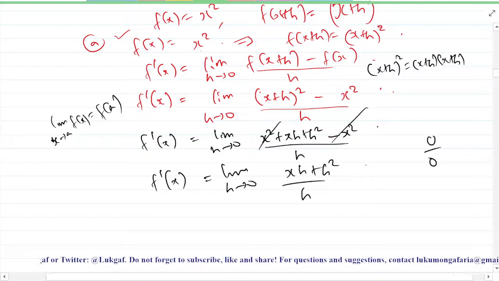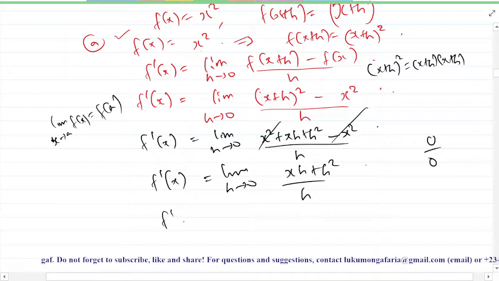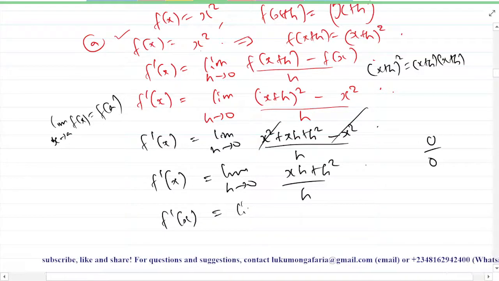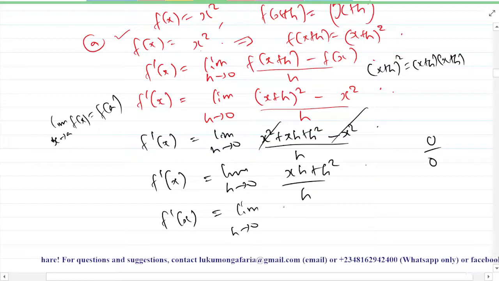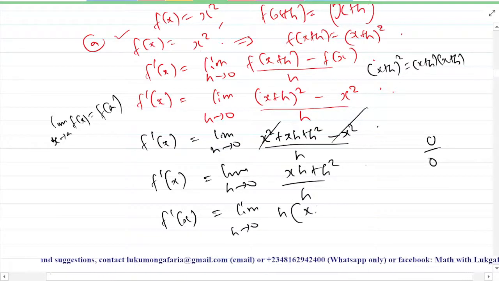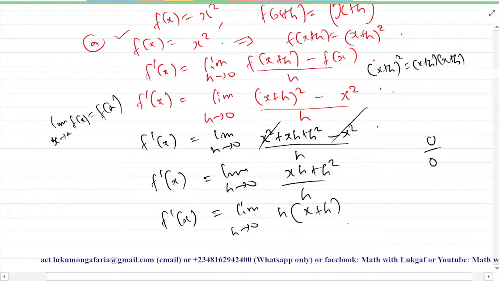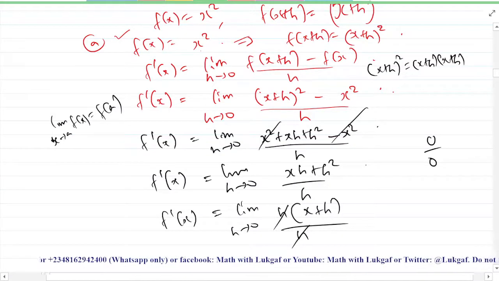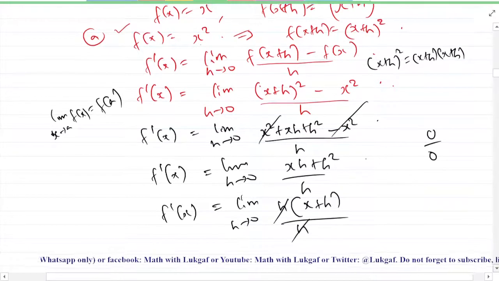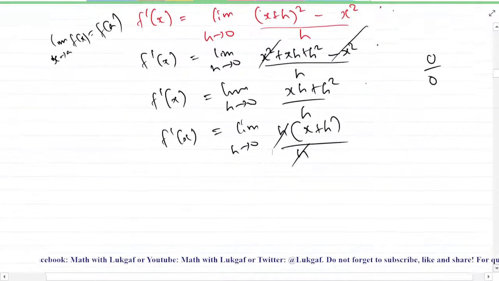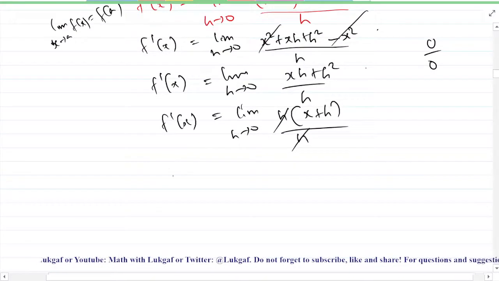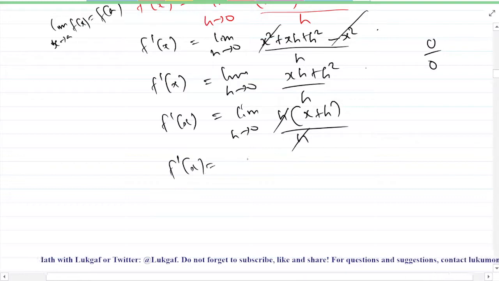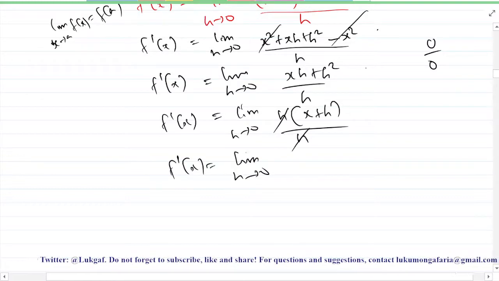Since h is common in the numerator, you can factor it out. So then I'm going to have limit as h tends to 0, you bring this out, then I'm going to have s plus h divided by h. So then this will cancel this. After that, you can now take your limit. Let me rewrite it. F prime of s will now be limit as h tends to 0 of s plus h.